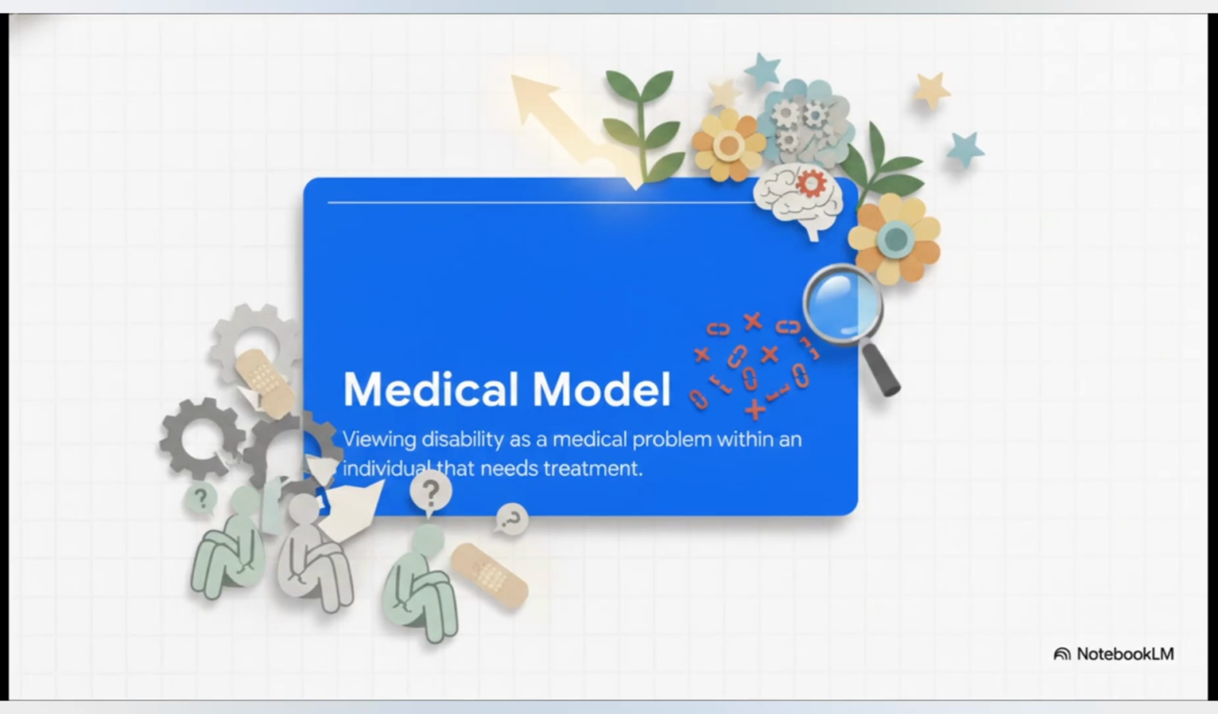For a very long time, society used something called the medical model. Let me read the definition we have here. The medical model is viewing disability as a medical problem within an individual that needs treatment or fixing. Under this old way of thinking, teachers and doctors focused mostly on what a learner could not do. They actively looked for skill gaps, delays, and weaknesses. For example, if a child had a hard time writing with a pencil, almost all of the educational focus would go into forcing them to practice handwriting for hours. They spent all their time and energy trying to treat and fix these specific problems. It was like treating the student as a patient who was sick rather than a learner with lots of potential.